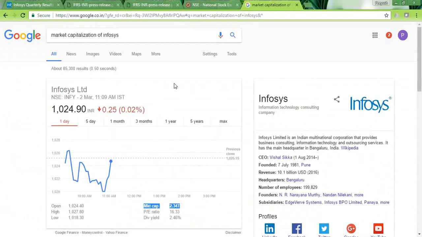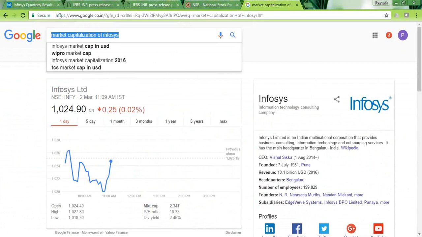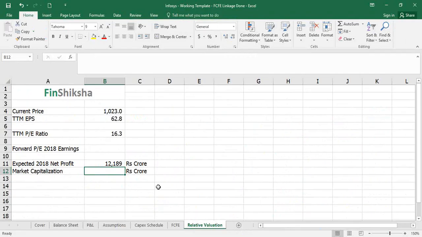For that, I can simply do a Google search of market capitalization of Infosys, and you will find that the market capitalization of Infosys is 2.34 trillion. 2.34 trillion would basically mean 2,34,000 crore rupees. So 2.34 trillion is 2340 billion, and 1 billion is 100 crore. So that's how we get this number, correct?